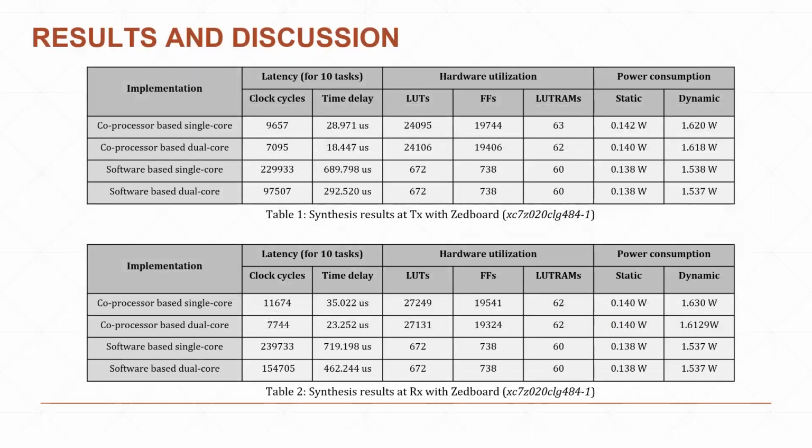This table summarizes the synthesis and implementation results using Z-boards at TX and RX PCs. We can infer that software-based implementations are giving outputs with significantly less hardware cost and minimal power consumption. But the latency is very significant, whereas the coprocessor-based implementations offer less latency with an increase in hardware cost and power utilization. Also, we can infer that dual core implementations give outputs with much lesser latency than the single core implementations in both coprocessor and software-based implementations.